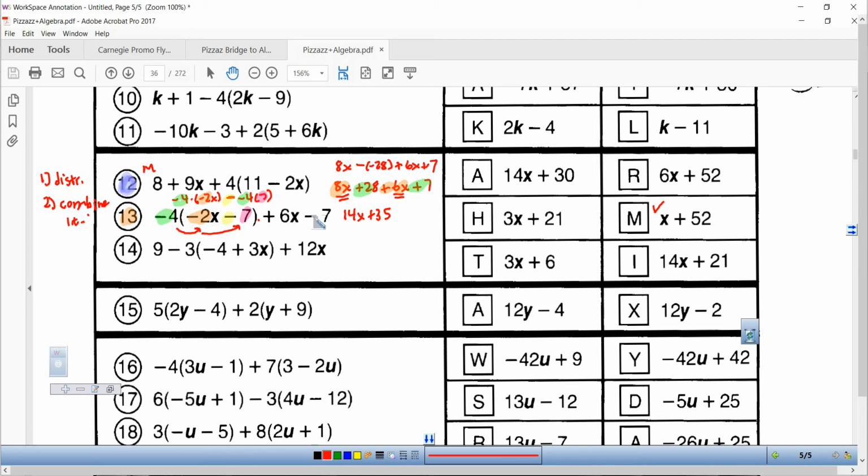Look, I was not careful. What does that say right there? That says minus 7. And what did I write? I wrote plus 7, didn't I? Okay, so when we do that, instead of 28 plus 7 it is 28 minus 7. And instead of 14x plus 35, I get 14x plus 21, which is right here.